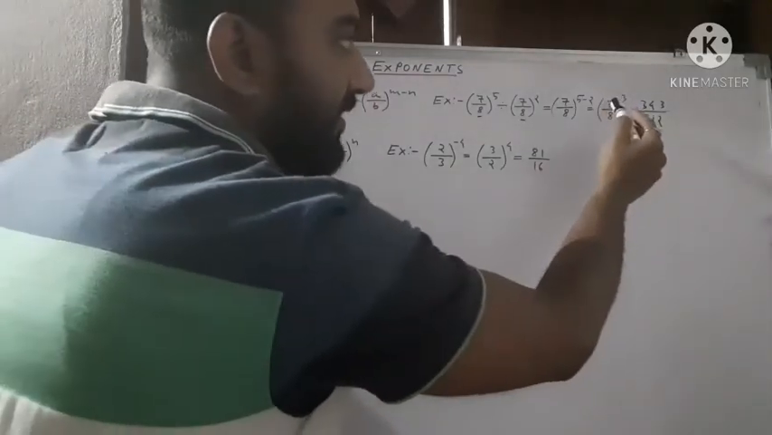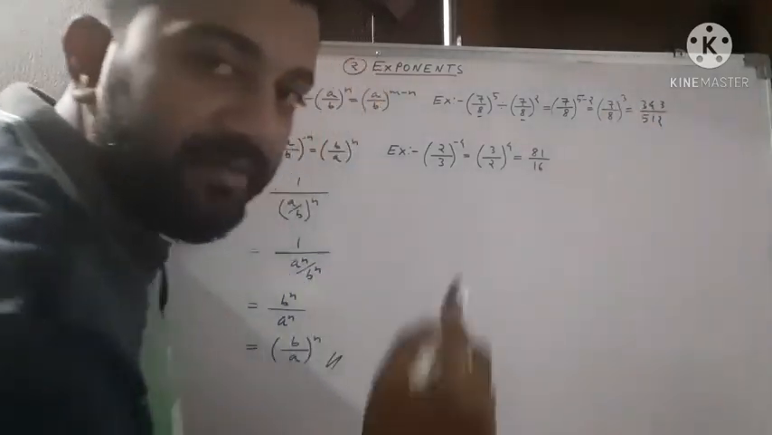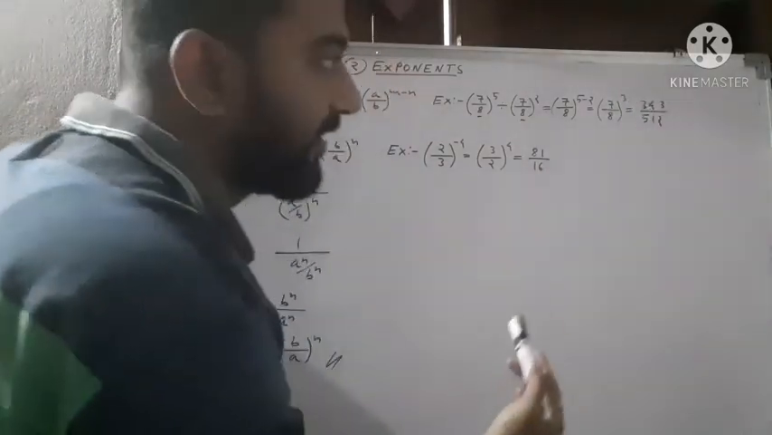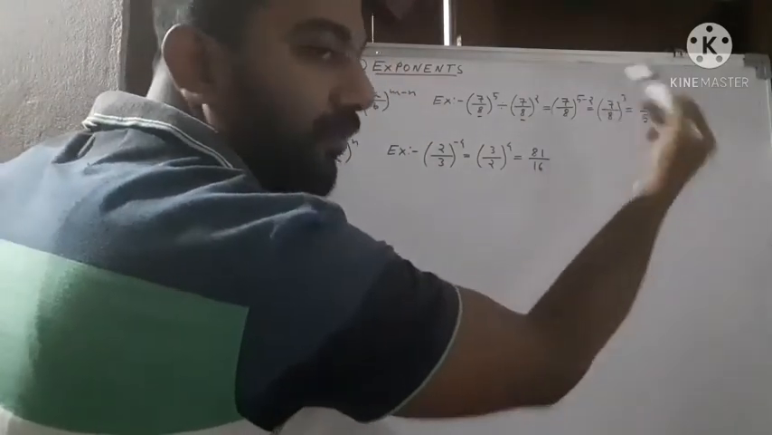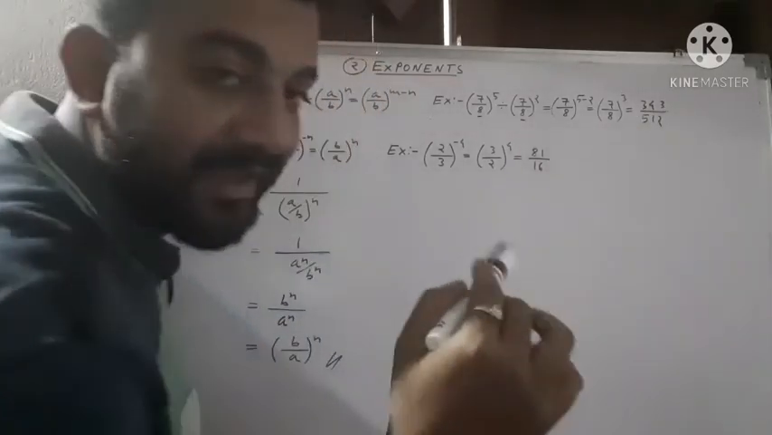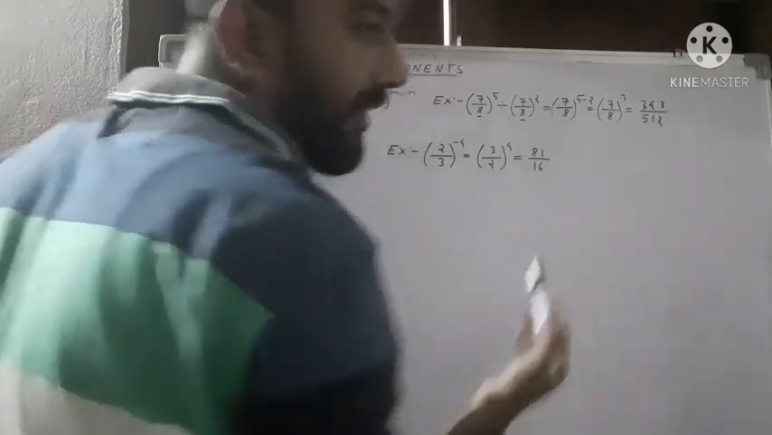So that means 7 to the power 3, you have to multiply 7 three times, 7 into 7 into 7, it is 343. And it is divided by 8 to the power 3, that is 8 into 8 into 8. When you multiply 8 three times, it becomes 512.